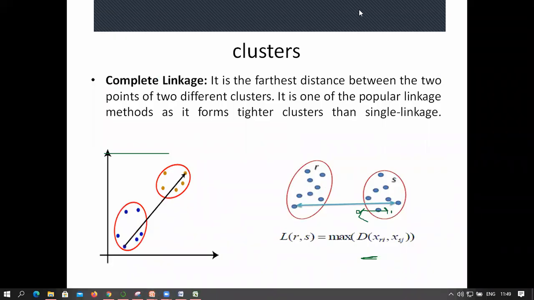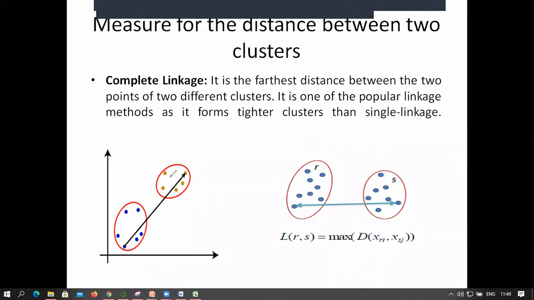It will find out that the distance between 2 clusters is dependent on the farthest distance between 2 points. That means you will take 2 data points that are farthest in these 2 clusters. Like this data point is farthest from this cluster, and this data point in this cluster is farthest from this one. You will find out what is the distance between these 2.